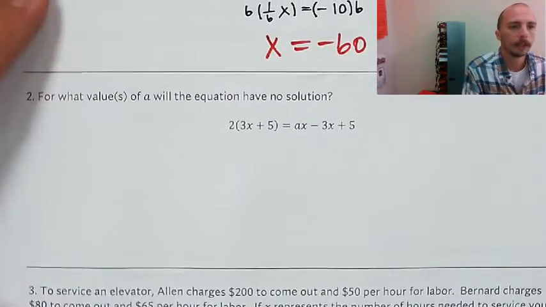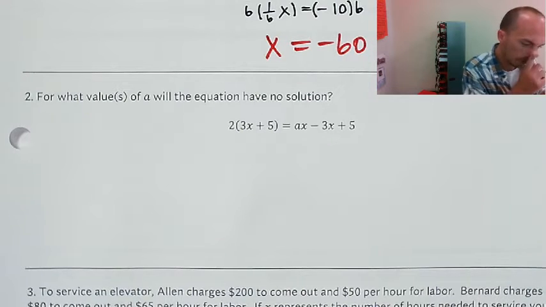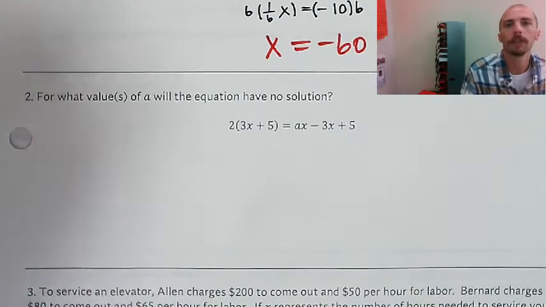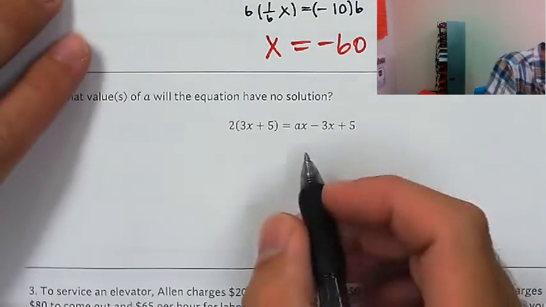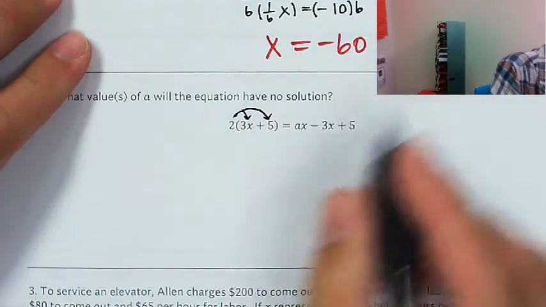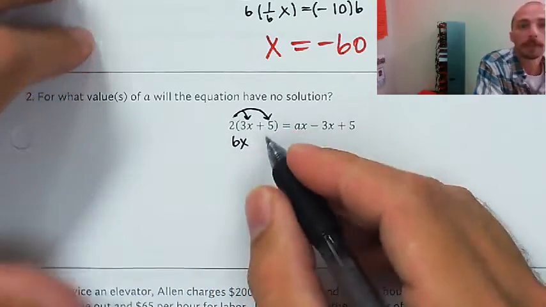All right. And on the second one, for what values of a will the equation have no solution? Okay, no solution is going to end up needing to be something like 0 equals 1 or something like that. But first we're going to have to distribute here. So 2 times 3x is going to be 6x, and 2 times 5, that'll be 10.